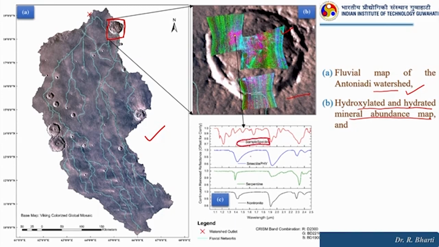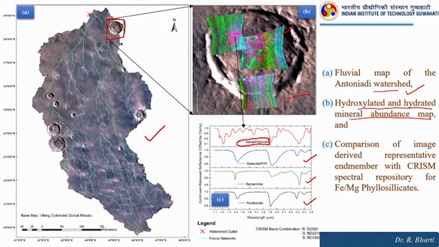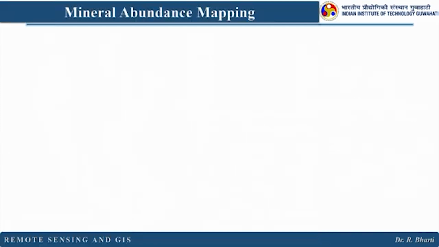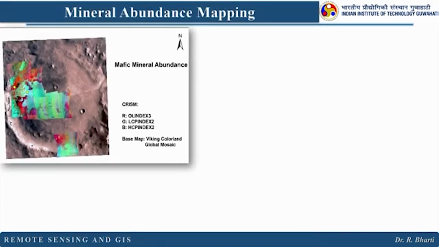So that we have used, and then we have done the spectral analysis, and we found that this is the spectra of your image and these are the spectra of your library, right. These were analyzed and the comparison was done: comparison of image derived representative end members with CRISM spectral repository for FEMG phyllosilicates. So this is how we prove that on Mars this kind of mineral or rock is present, right.